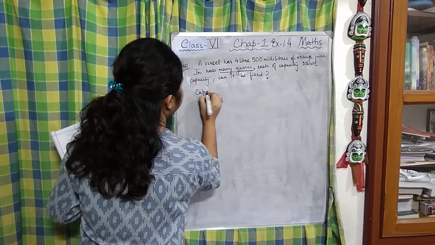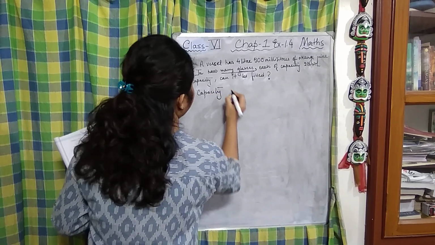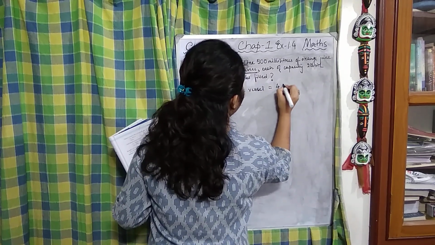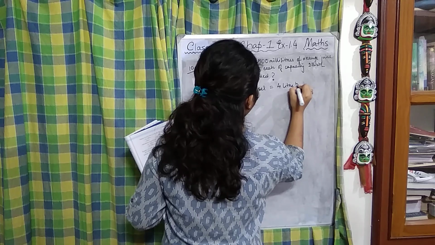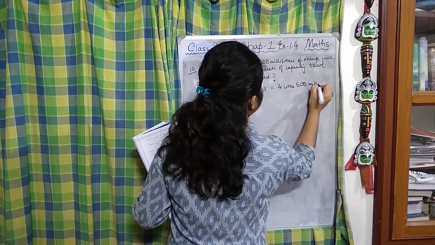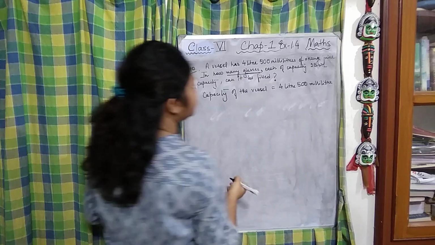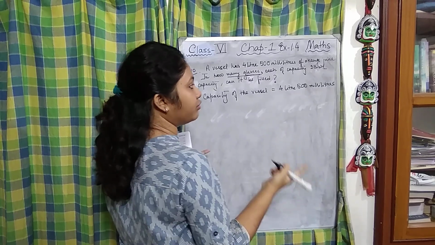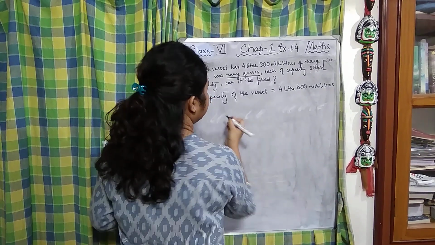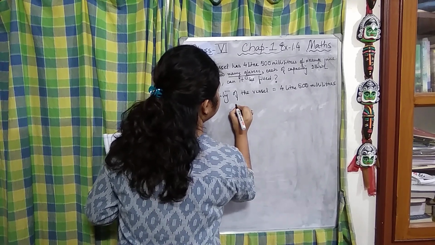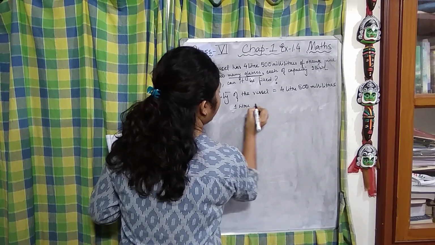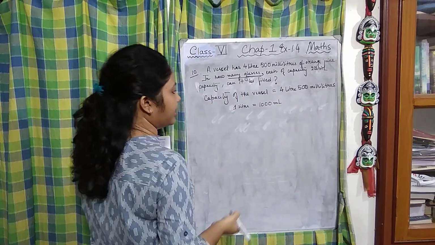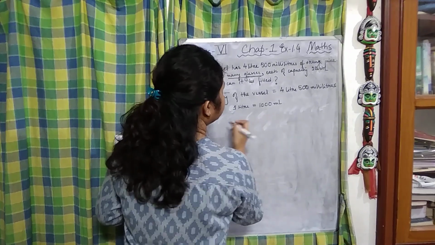So the capacity of the vessel is equal to 4 liter 500 milliliter. Now before moving to the other part, we will convert this. I hope you have known how to convert liter into milliliter, right? So 1 liter equals how many milliliters? 1000, right? So we can write it like ml. Okay, so 1 liter equals 1000 ml.